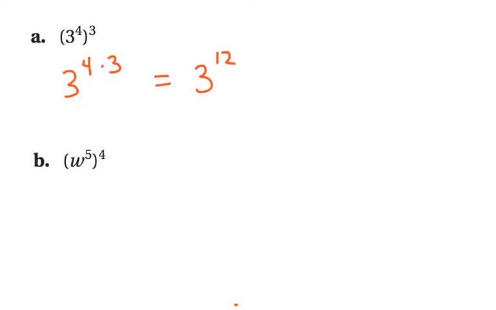Whether the base is a variable or anything else won't really matter. We're still going to take the power of a power, and we're going to multiply the exponents together. So we get w to the 5th times 4th power. And of course, 5 times 4 is 20, so we'd end up with w to the 20th power.